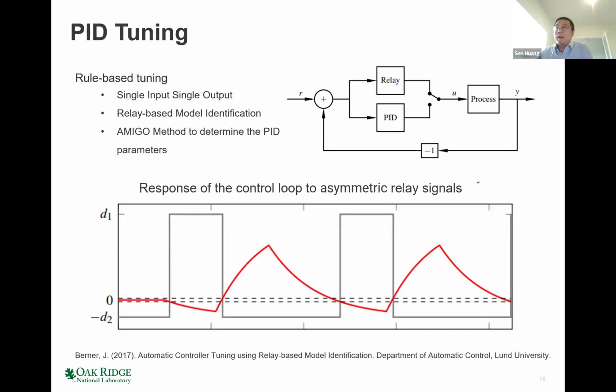So the idea, again, is very simple. We are trying to include a relay controller in the control loop. And then based on how the control process responds to the relay signal, we can try to create a reduced order model for the process system. And then based on the parameters of this reduced model, we can directly calculate the different weighting factors for the PID. So the idea is very simple.